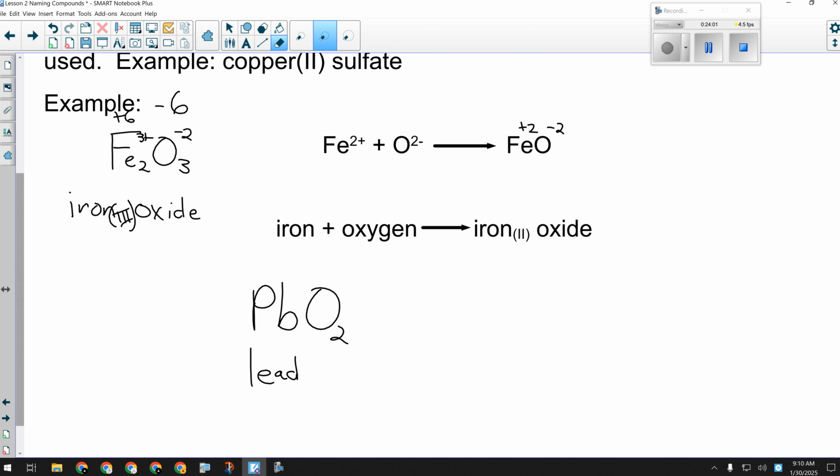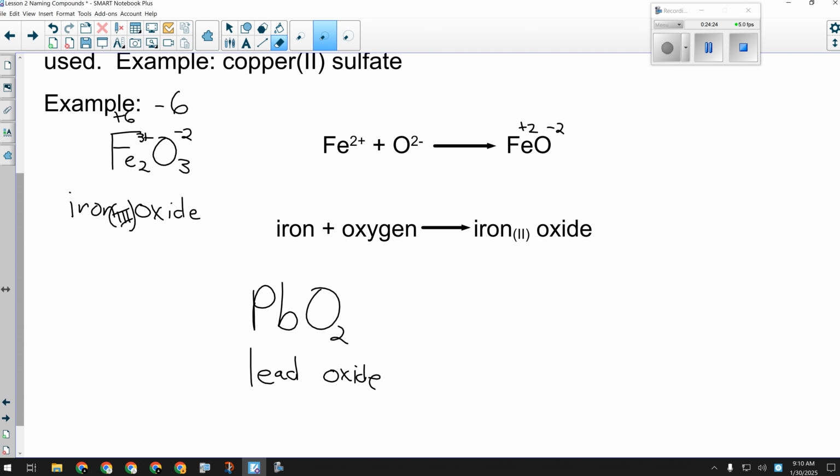Okay, and O stands for? Oxygen. So this is lead oxide. But on my periodic table, I can see that lead can be a 2+ or a 4+. I need to figure out which one it is here. Incidentally, this is one of the ones where if you reverse the drop and swap, you'll get it wrong. Okay?